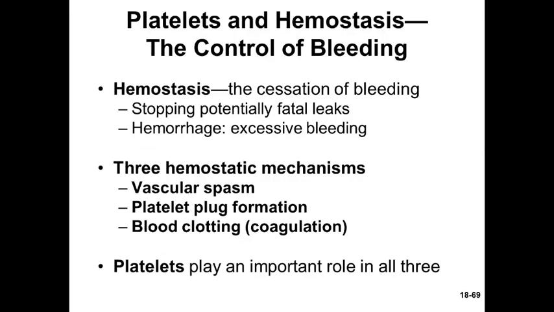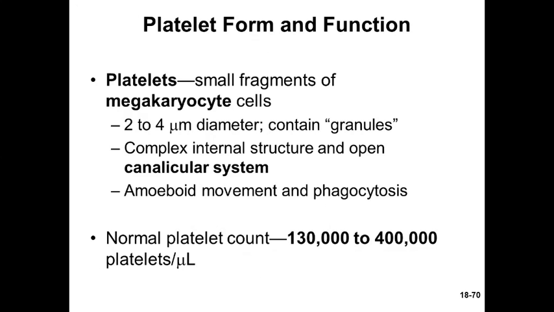There are three hemostatic mechanisms. Now, look at this word carefully. This is not homeostasis, but hemostatic, right? The stopping of blood or bleeding, or hemostasis. So there's going to be the vascular spasm, followed by the platelet plug formation, and then finally the coagulation. And platelets will be important in all three of these.